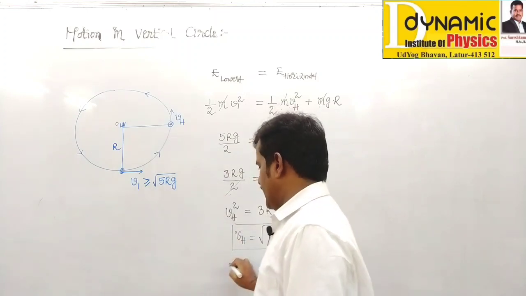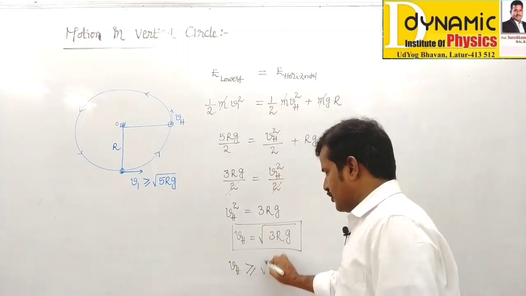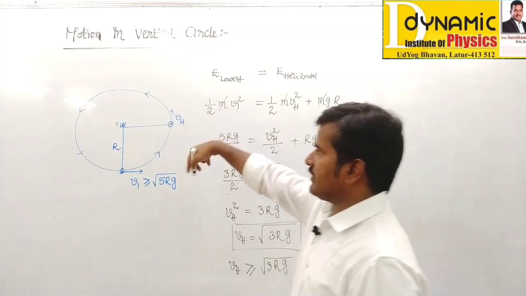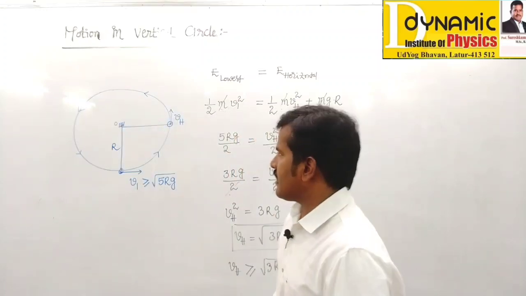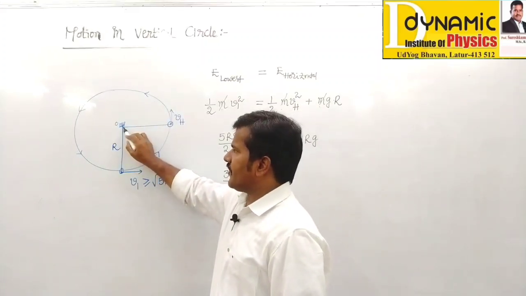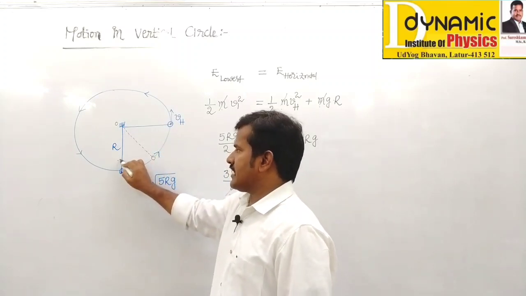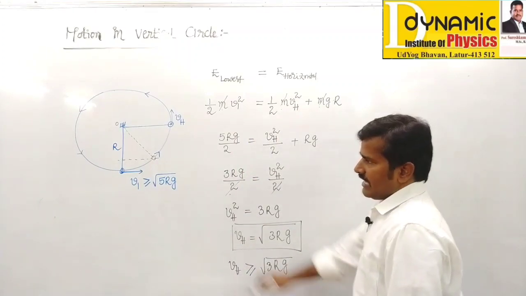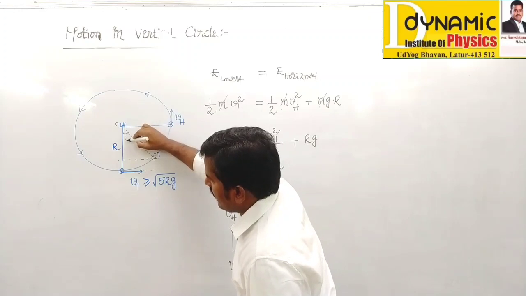The velocity at the horizontal position must be more than or equal to root 3rg, then the body completes the loop in this vertical circle. Suppose at a different position we want the velocity, at the 60 degree position. At this 60 degree position, what is the velocity?